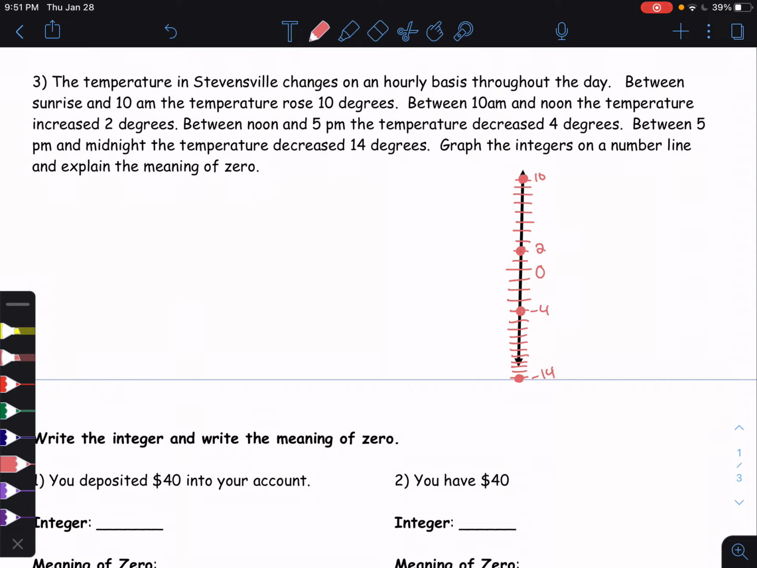So this side of 0 is going to represent an increase in temperature. This side of 0 is going to represent a decrease in temperature. So 0 in this situation represents the temperature is not changing. So this is going to be no change. Okay, so what do positives mean? What do negatives mean in each situation? And then what does 0 mean as a result of that?